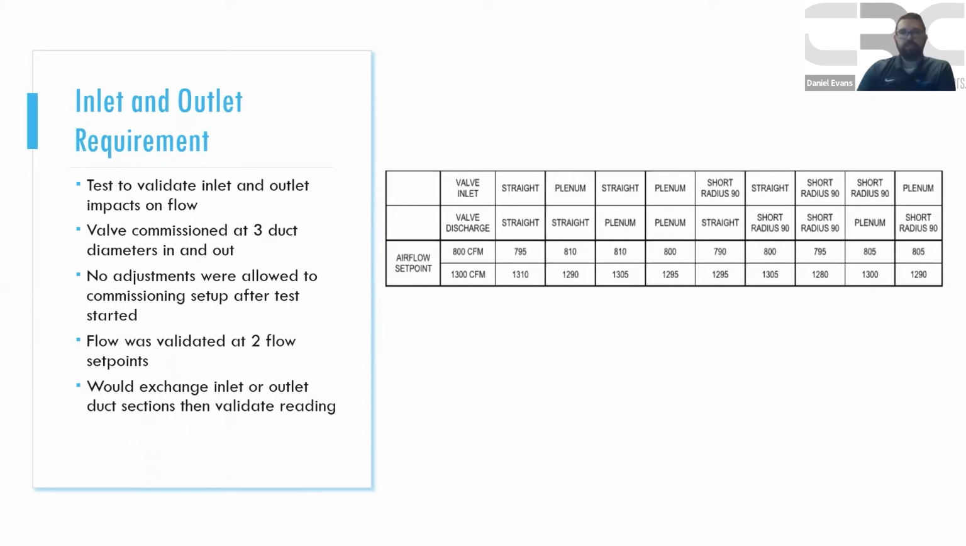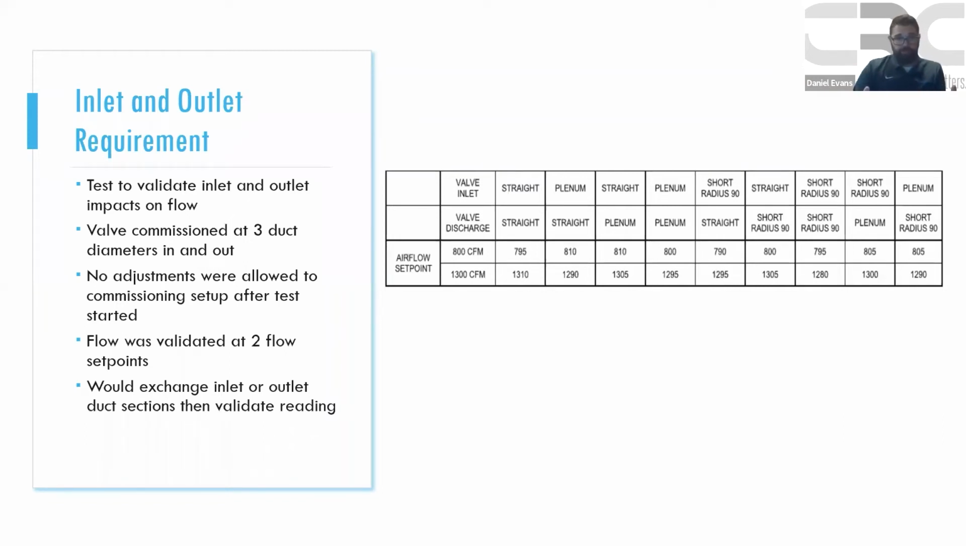So they were very focused on making sure: does it actually meet not needing any inlet or outlet requirements? In the chart you can see on the screen right now, across the top are listed different inlet and outlet conditions. And then we had two set points, an 800 CFM and a 1300 CFM set point. So how this test runs is you hook up your air valve, you put 5 duct diameters of straight duct on the discharge, and then they balance it and validate, okay, 800 CFM, 1300 CFM.